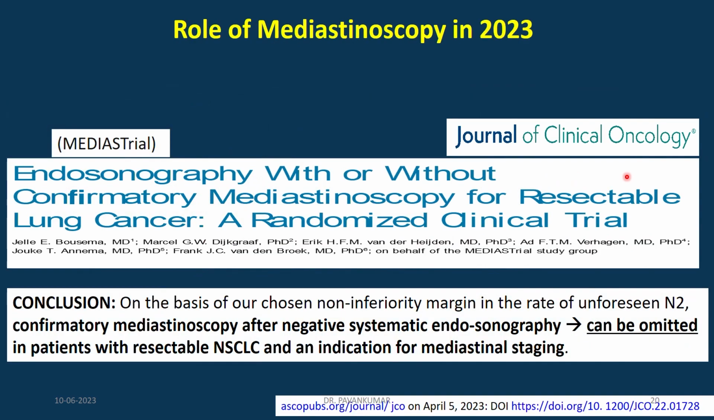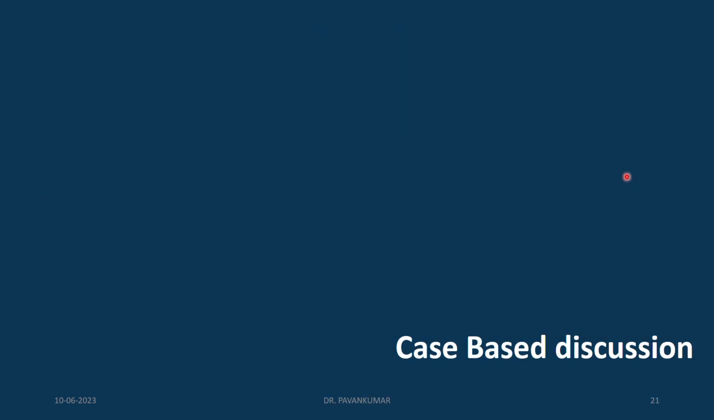And last month only this paper has come, which has mentioned that this was an ongoing trial for 5 years, and I'll just conclude it: it mentions that mediastinoscopy can be omitted in patients with resectable non-small cell lung cancer and an indication for mediastinal staging, especially when you are EBUS negative nodes. So we may expect some change in guidelines this year or next year, and only EBUS and EUS will take a central role in mediastinal staging.